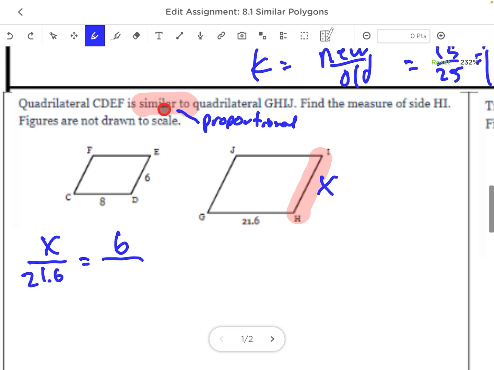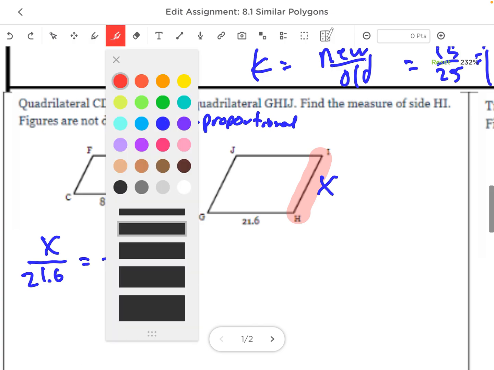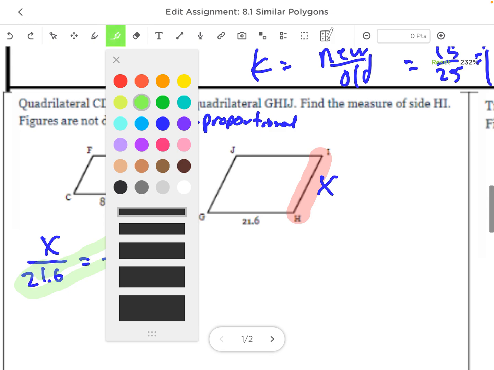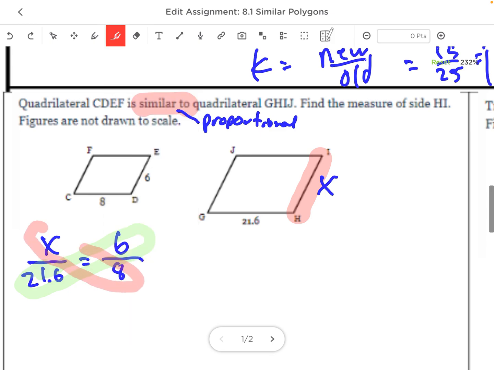So this was this over that, so it's going to be 6 over 8. Now all I have to do is cross multiply. That's the beauty when we have a fraction over a fraction, we cross multiply. You might remember this from your earlier classes. I think we talked about it too. We're going to do this times this, which is equal to this times this.